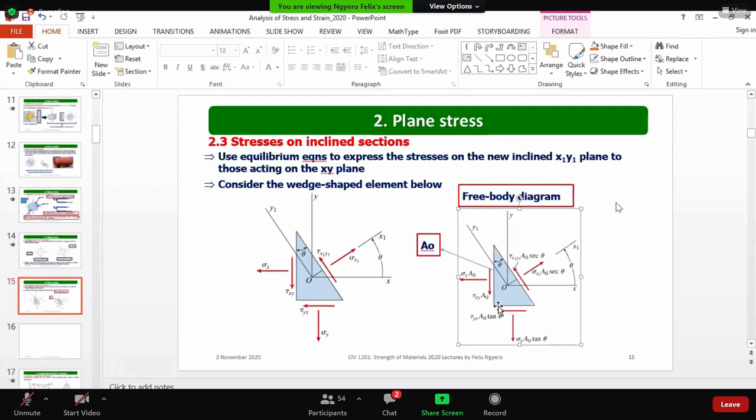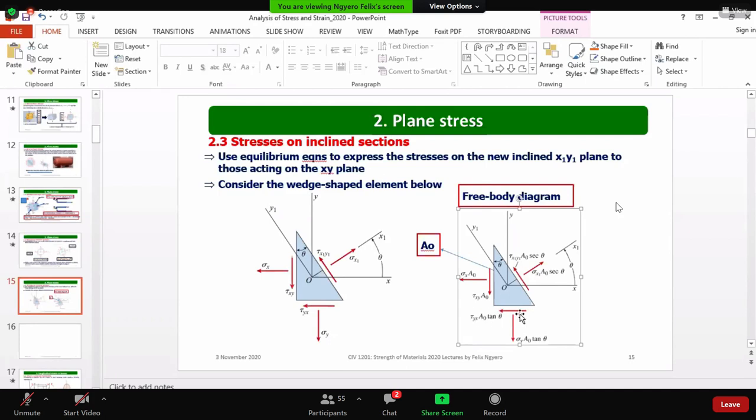So we have an area. It's not just a line. There is a thickness, so we have an area. It's actually a surface, a small surface. So the area of that surface, the bottom, is A naught times tan theta. You do your trigonometry here. A naught tan theta, that is the area, times the stress, which is sigma y, to give us the force. Sigma y times A naught times tan theta.